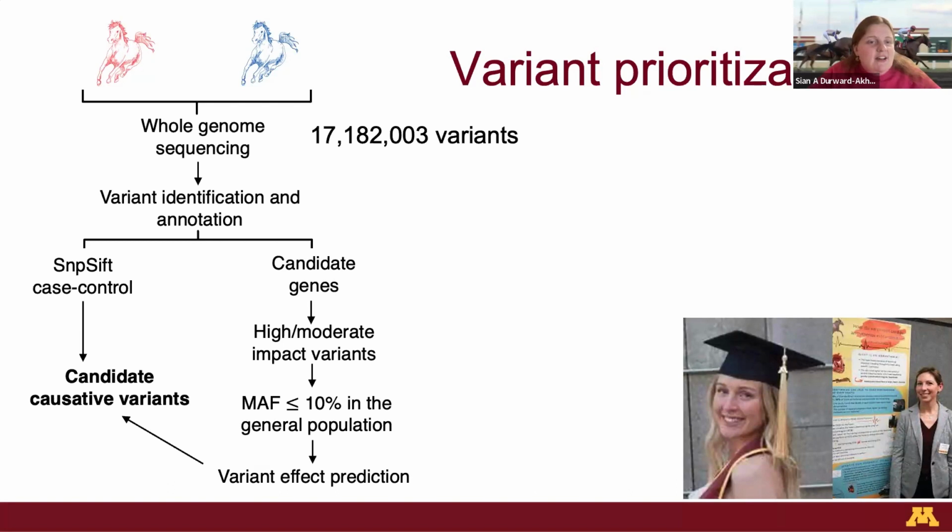When we look at the sudden cardiac death horses, we have about 17 million variants that we're working through. Using multiple different steps of the pipeline, our goal is to end up with about 400 variants at the end. These will then be tested in a new population of racehorses with and without sudden cardiac death, to identify variants that are associated with arrhythmias or sudden cardiac death.